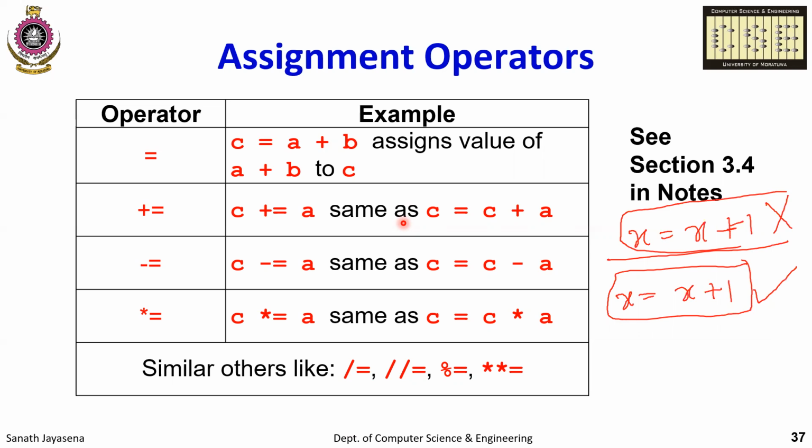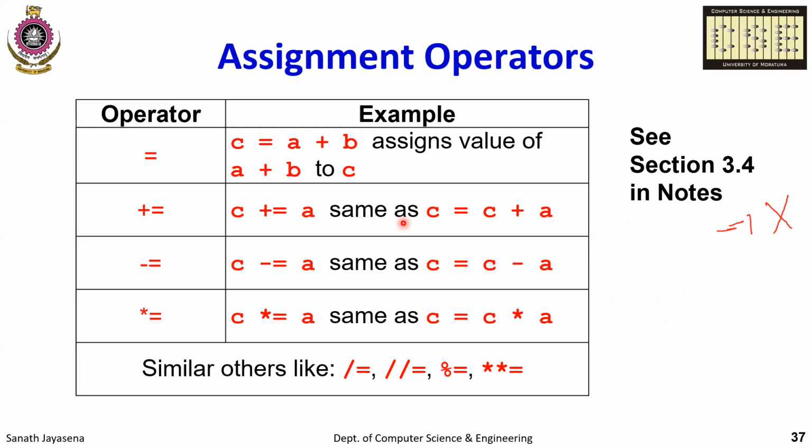What does this mean? Again, separate the two things. You don't say x equals x plus 1 in the mathematical sense. You first look at the right-hand side, you evaluate the value. So you take the current value of x, add 1 to that. The result is assigned to x. So the new value of x will be 1 plus the previous value of x. This is perfectly fine.